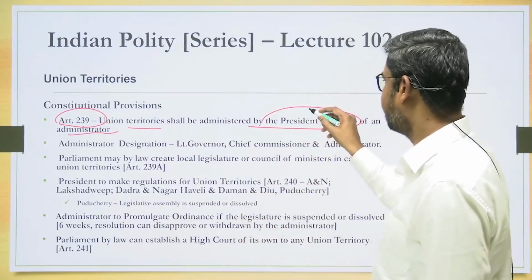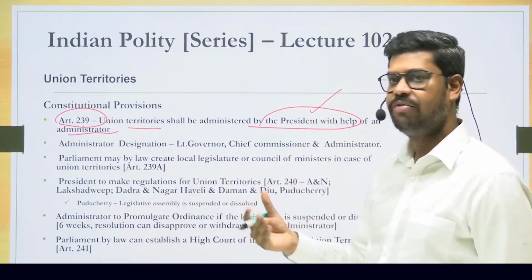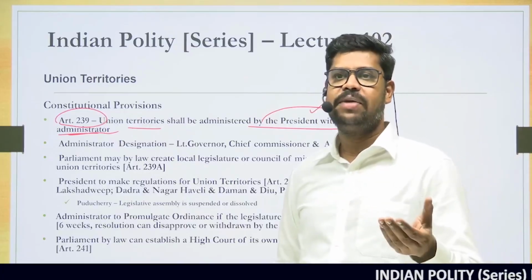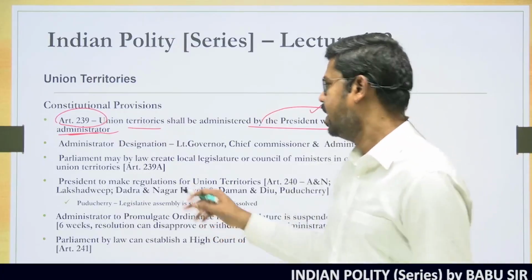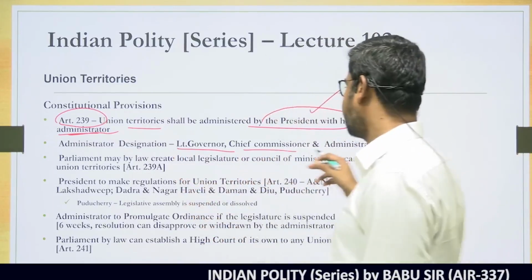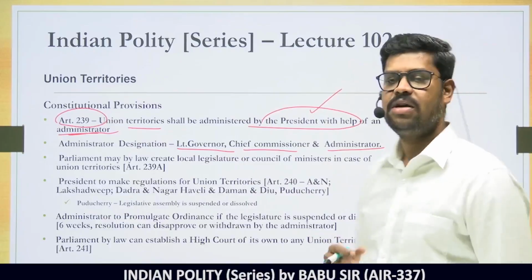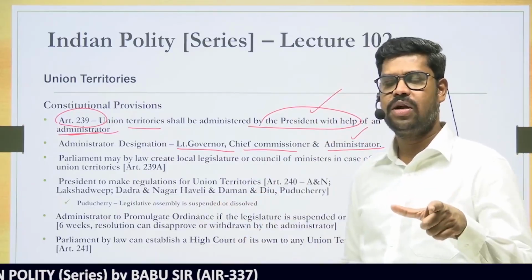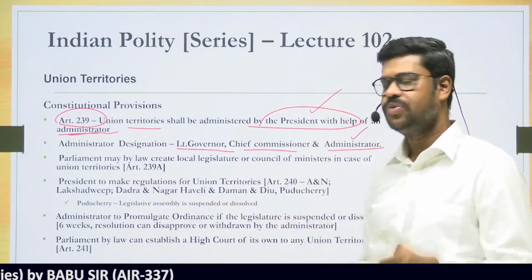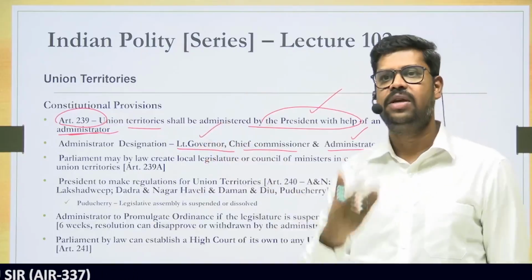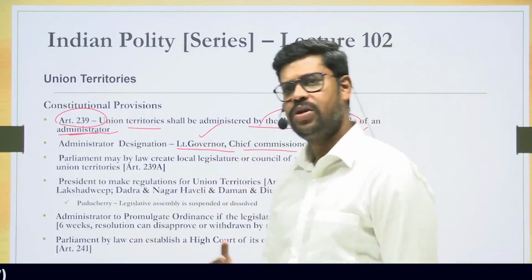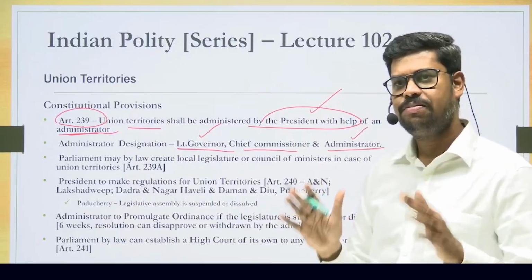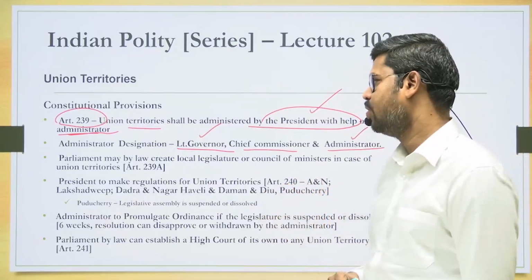But the President, instead of directly administering this area, for the purpose of convenience, can appoint an administrator. And how can that administrator be designated as per the Constitution of India? He can be designated as a lieutenant governor, a chief commissioner, or as an administrator. Say for example, in case of Chandigarh, which is a union territory, he is designated as an administrator. In case of Delhi and Puducherry, they are designated as lieutenant governor. So it is for the president to decide what designation he gives to that particular administrator. All right. So these are some basic understandings you should have about the union territories.